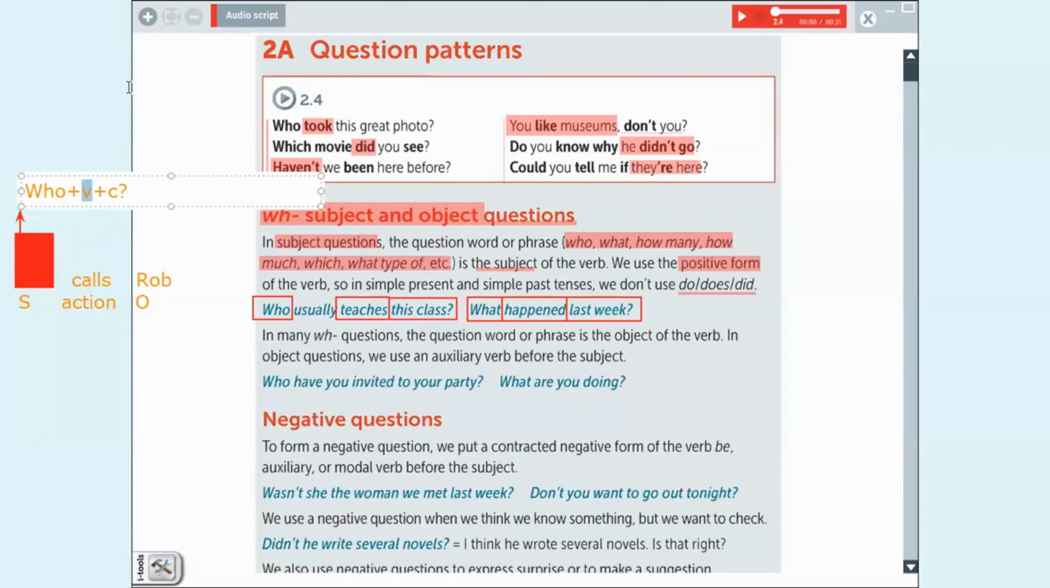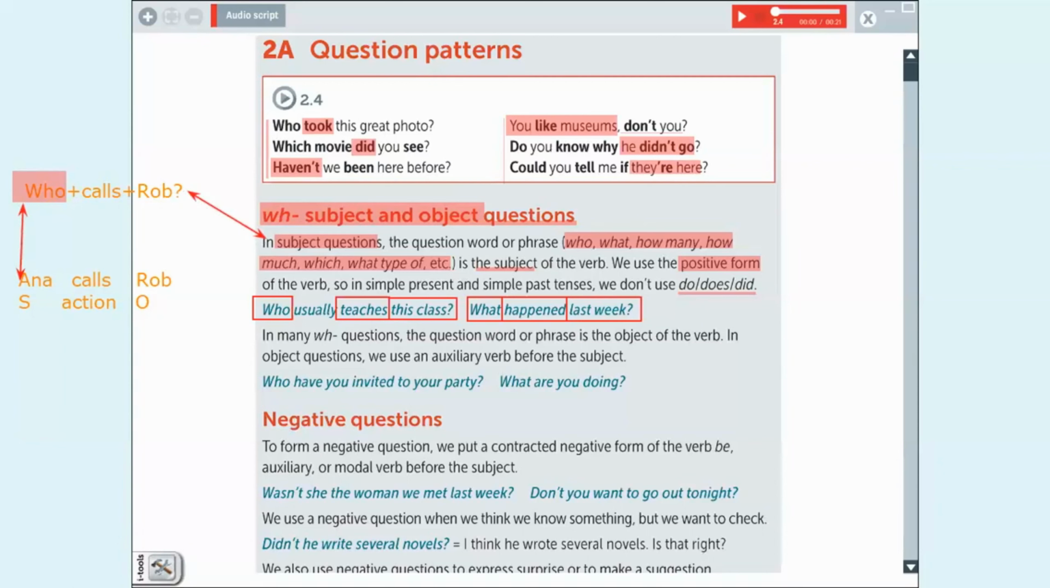What is the verb in the positive form? The positive form, the verb of the sentence. Exactly. We need to put this one in the singular form. It is calls, and the complementary information. Calls Rob. Yes, exactly. So, who calls Rob? Oh, okay, so you want to know the subject, the person who does the action. In that case, we can answer, well, Anna. That way we create the subject question.